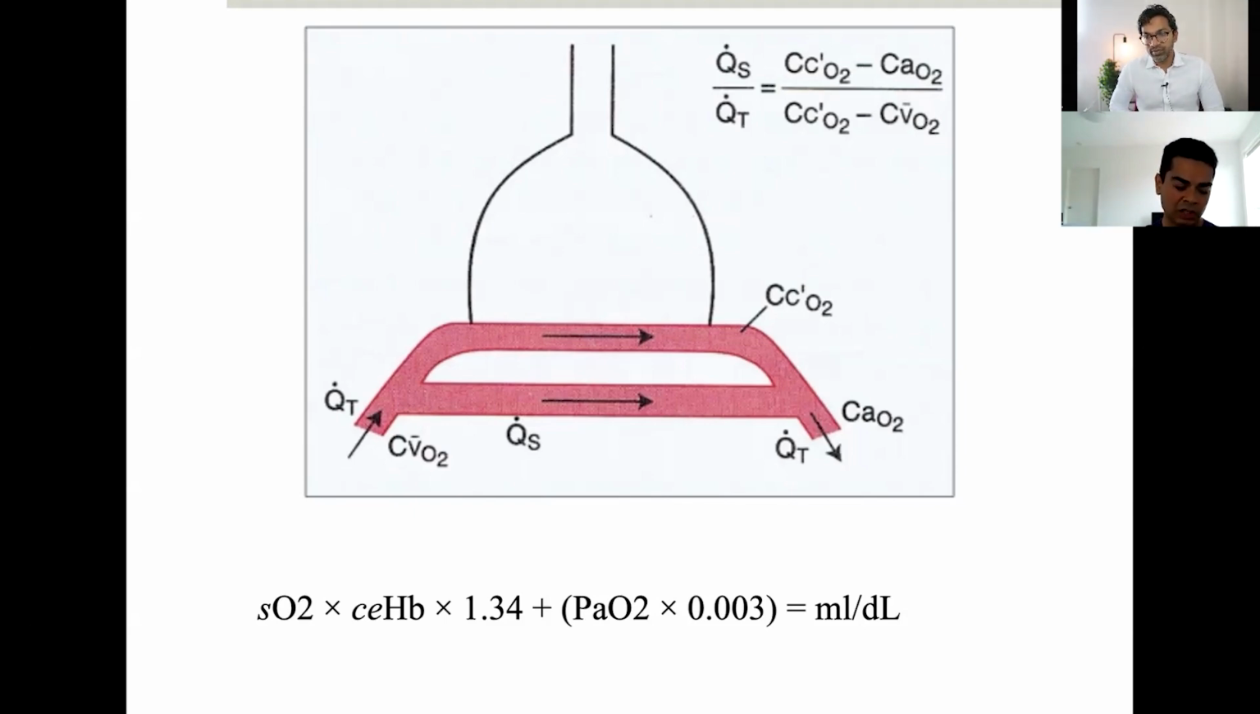And your CC prime O2, which is your end capillary one, is calculated a little bit differently. Obviously, you can't chuck your catheter in all the way to the end capillaries. So, Lahiri, how do we get that content? Yeah, you have to do it theoretically. You have to use your alveolar gas equation.